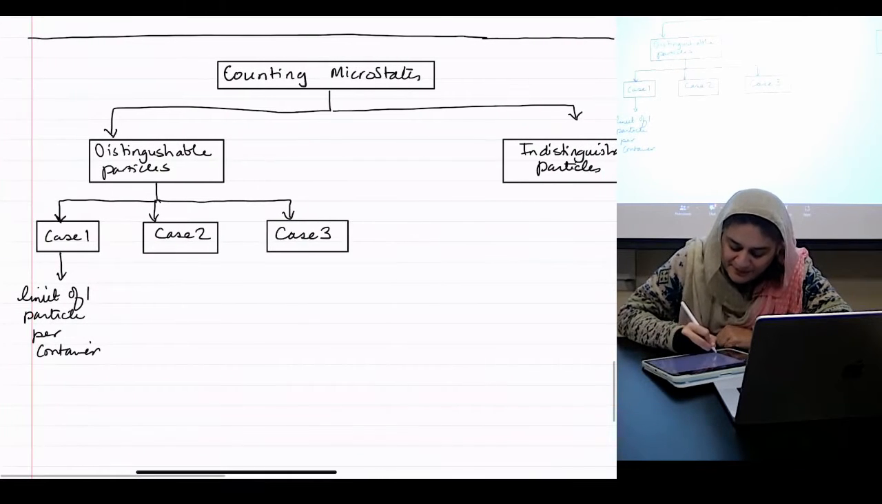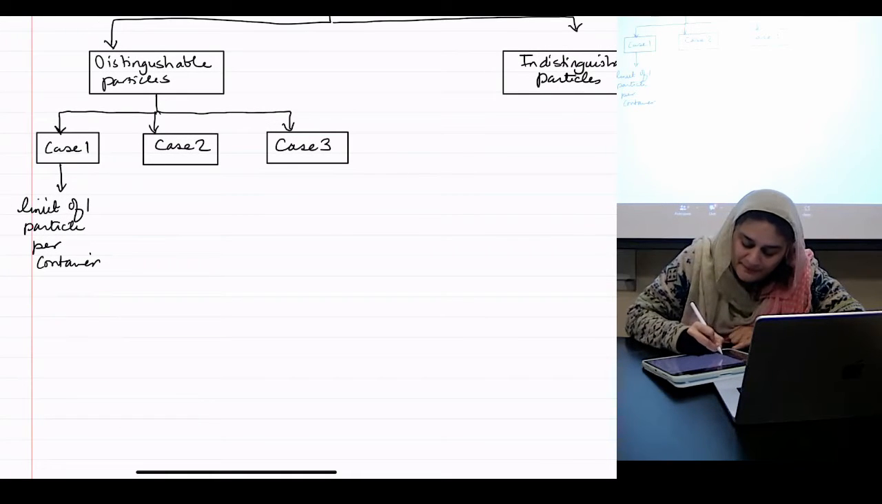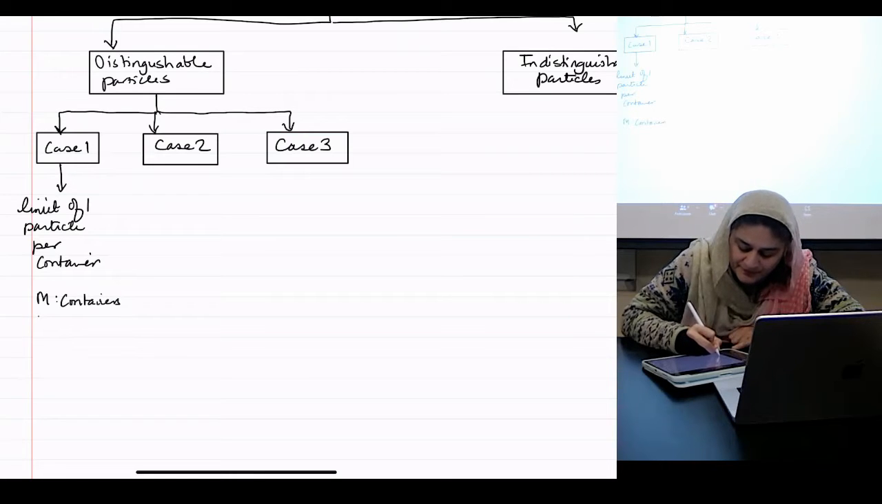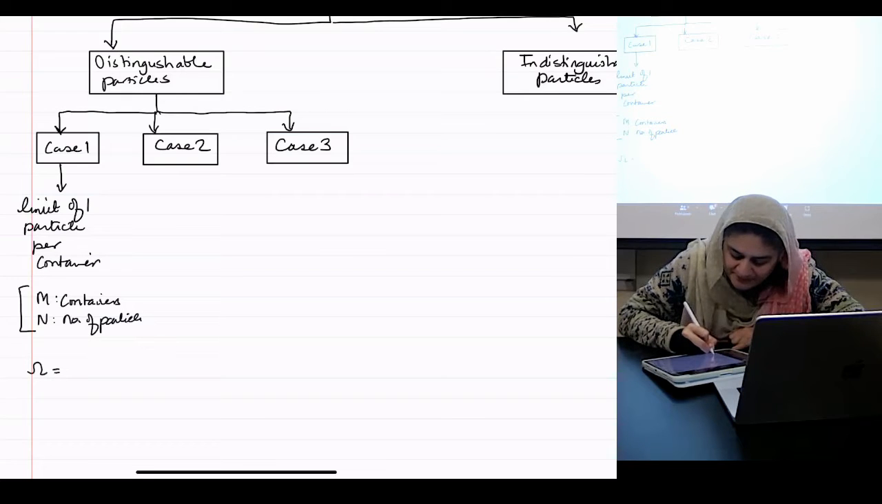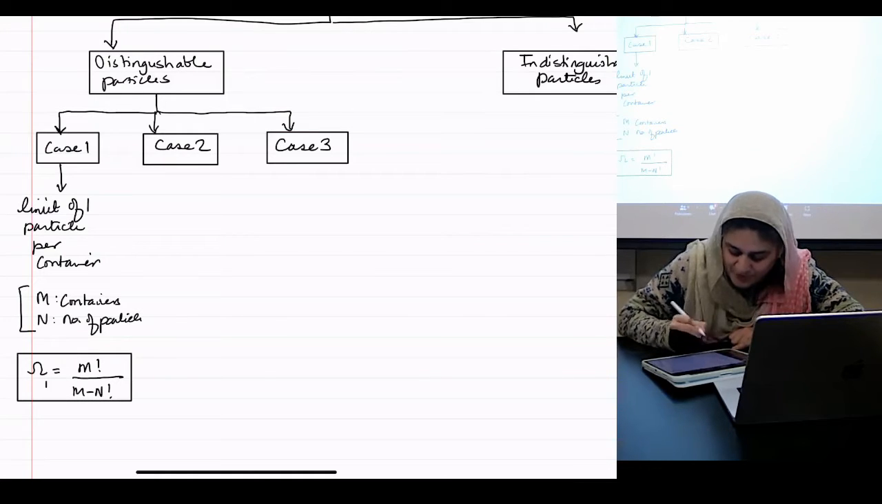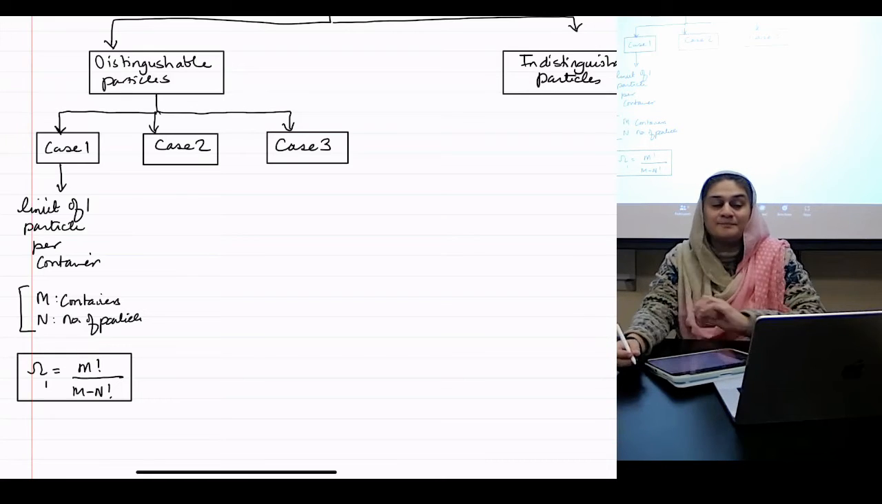I can find my multiplicity if I have m containers and n is my number of particles. I can write my multiplicity as m factorial divided by m minus n factorial. Call this 1 for case 1.